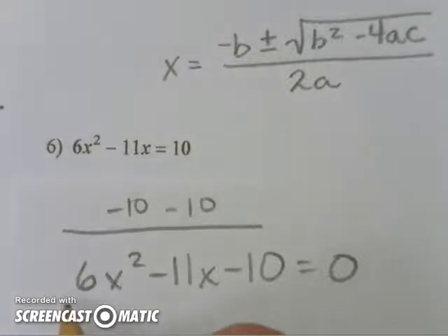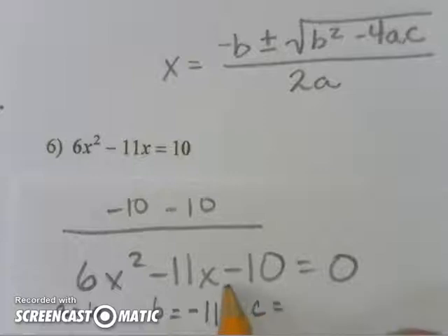This 6 is my A. The x term here in the middle, my B, is negative 11. Because this is minus 11, B will be negative 11. C is my constant here on the end, and it is negative 10.